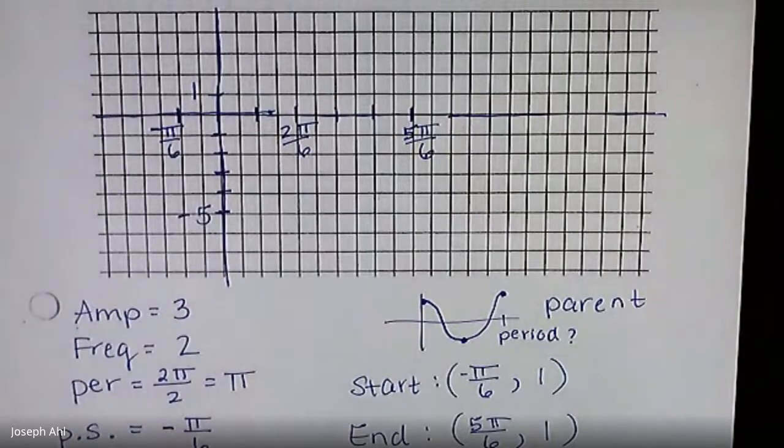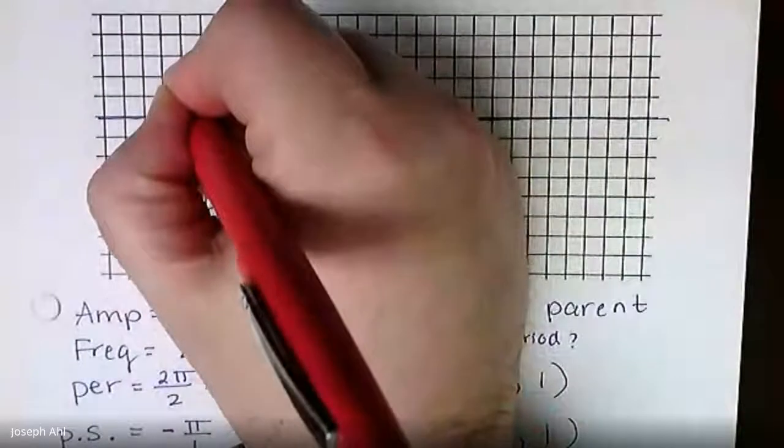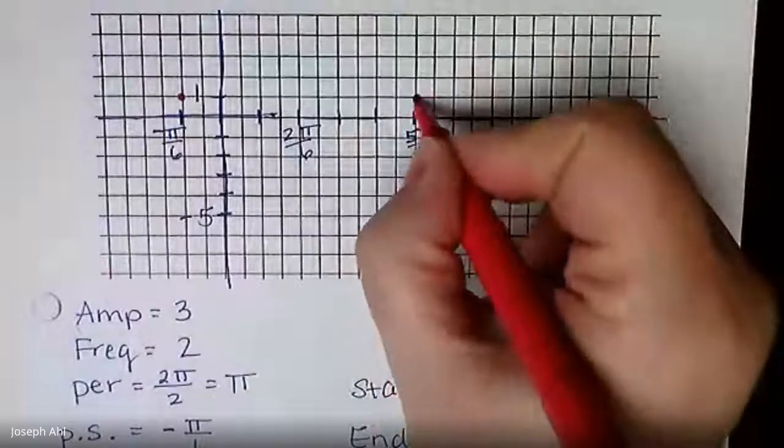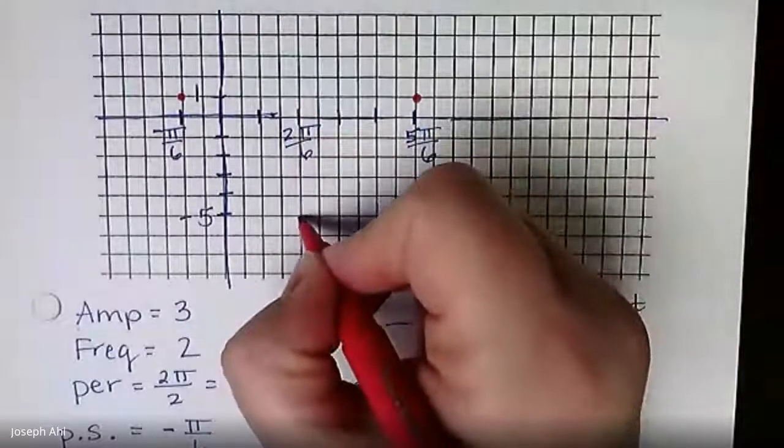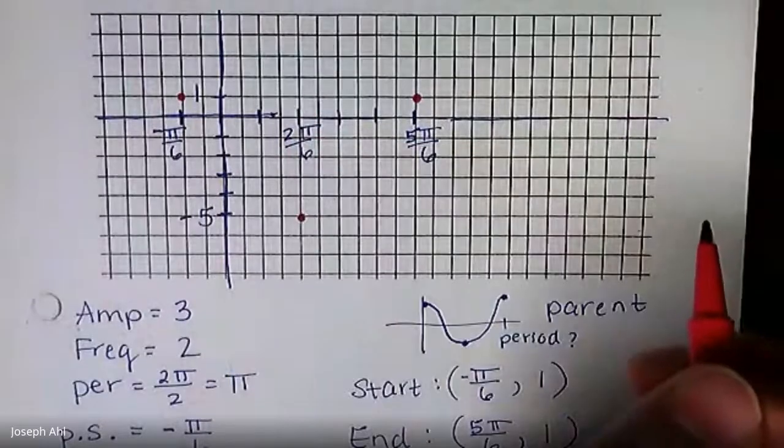I'm now ready to start plotting some points. I know that to start, it's at -pi over 6, 1. The end is at 5 pi over 6, 1. And then in the middle, 2 pi over 6, we're down here at -5.